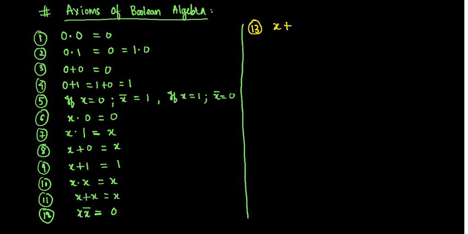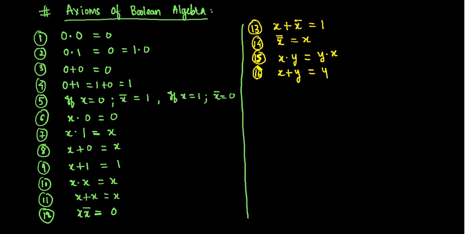X or 1. X bar bar into x. 3. x into y is nothing but y into x. That's the commutative property. 16: x or y is equal to y or x. So these are nothing but commutative properties.